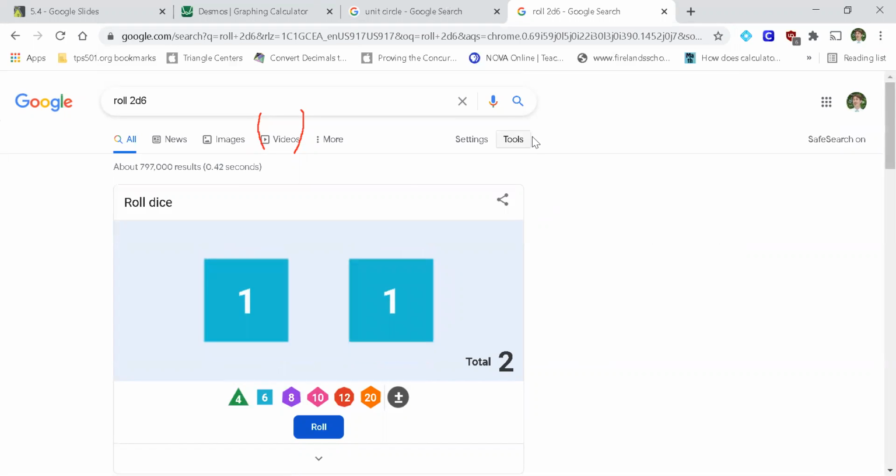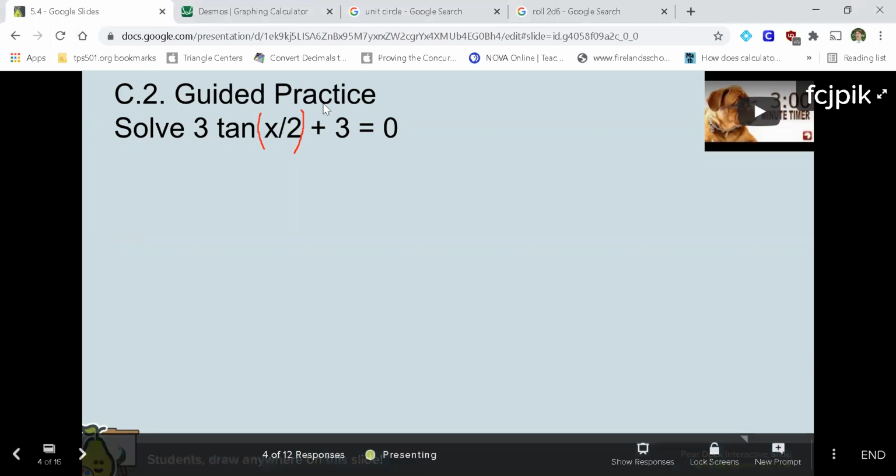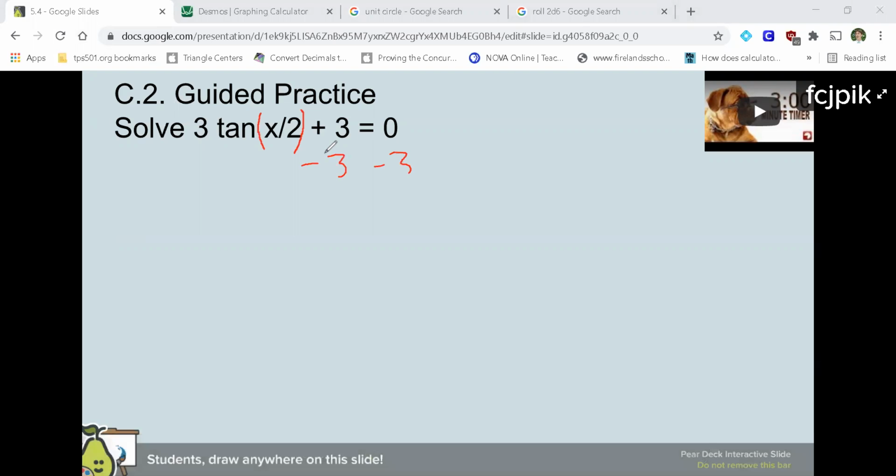Ella, you're the closest to 1-1. What is the first thing I need to do? That's right. I get 3 tangent of x over 2 equals -3. How about we'll just snake? We'll have everyone do one step, and just snake around the class. Xander, what do I do next? Put both sides over 3. Yeah. That gives us -1. Then what? Tangent inverse.